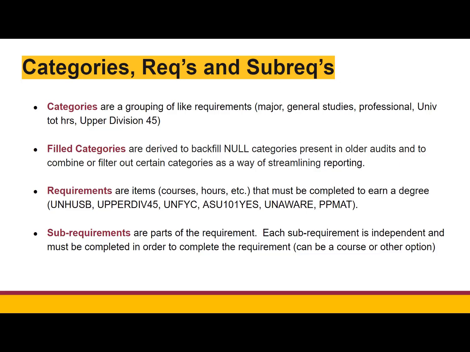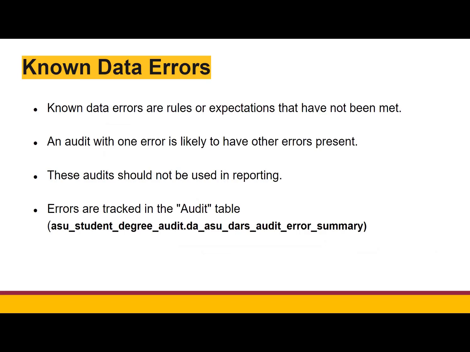Okay. Known data errors. So we have found data errors in our data. These data errors are actually the rules or expectations that have not been met. An example of this would be job ID.